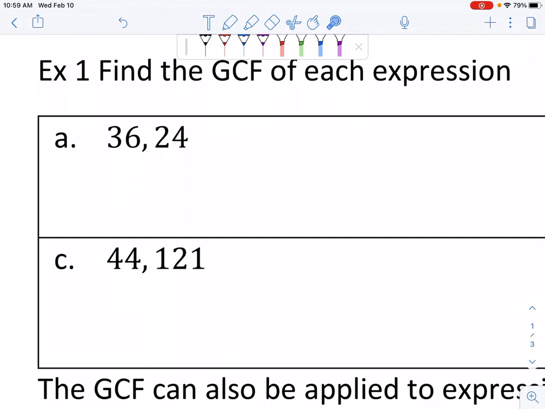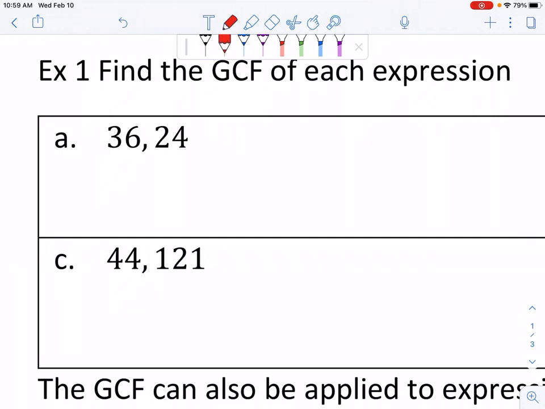Now, if you're really good with your multiplication facts, you can do these in your head and they're going to be pretty quick. If you struggle with your multiplication facts, you can use a calculator. I'm going to give you some strategies to help you figure these out. So here's the deal. The greatest common factor is the largest number that is in common between both of the numbers or all of the numbers or terms given to us. So here we've been given 36 and 24.